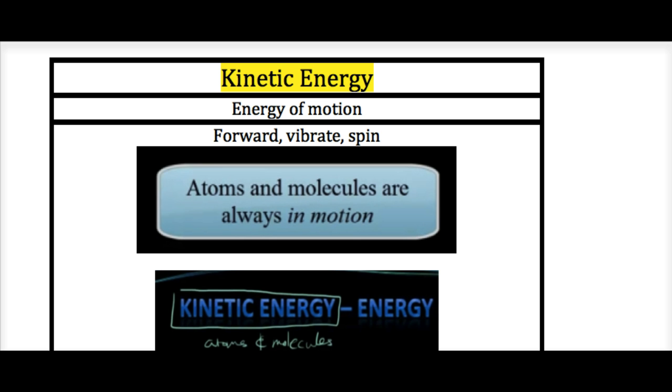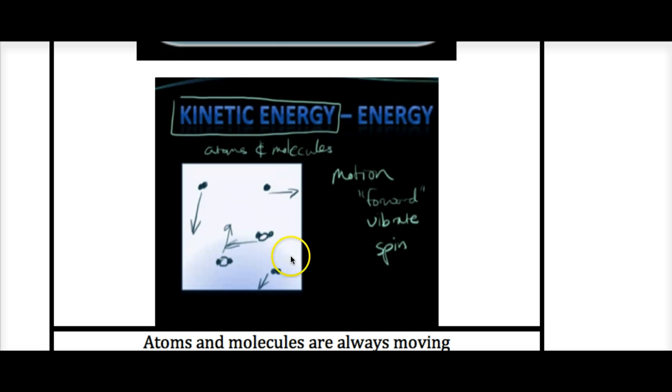So let's look more closely at kinetic energy. Kinetic energy is the energy of motion. And for our purposes, kinetic energy talks about the fact that atoms and molecules are always in motion. So if we look at this drawing or this sample of atoms and molecules, let's just say it's a gas, some of the molecules that are in motion are in forward motion, so they're zipping around. Others are just vibrating. And some might spin the way a baseball spins.